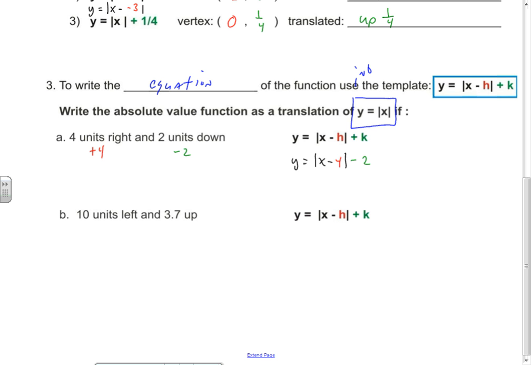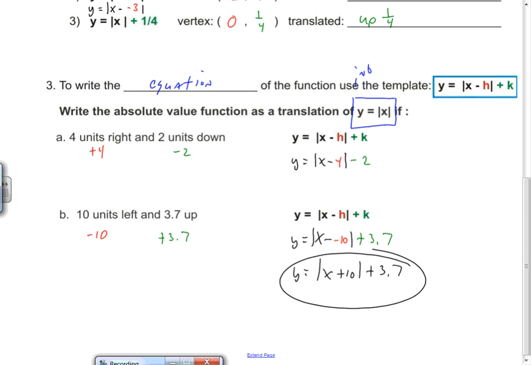Pretty cool, huh? So again, be careful here. You gotta assimilate all this. So can you do the second one? Go ahead and do this. All right. So hopefully everybody said y equals the absolute value of x plus 10 plus 3.7. How many had that as your answer? Awesome. You guys are amazing.